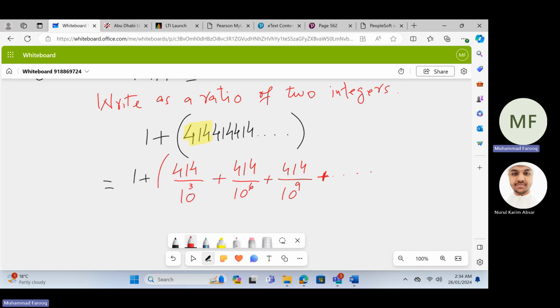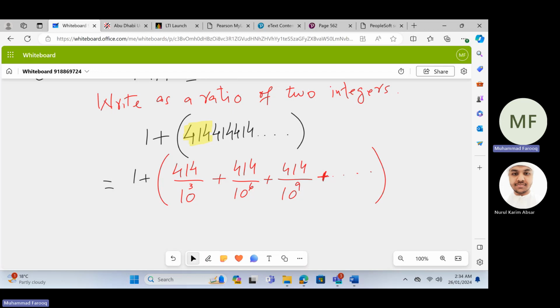Don't worry, you can make the bracket again. Now please check: is this a geometric series, yes or no? Next, divide previous. Yes. Next, divide previous. We have the same common ratio. So yes, it's confirmed, it's a geometric series. How much is r?